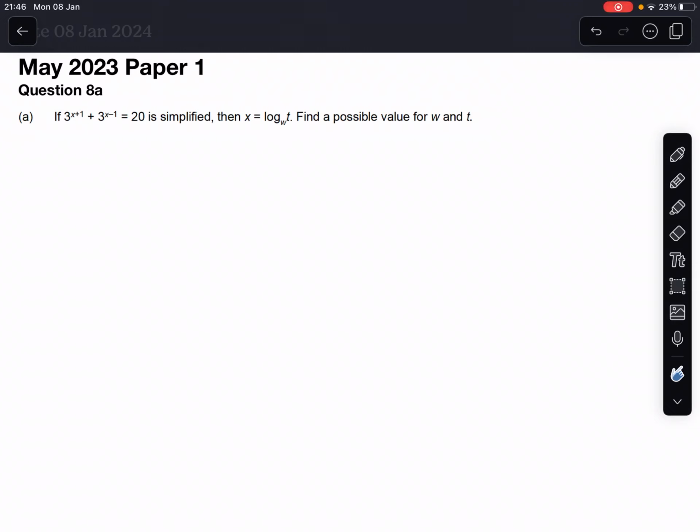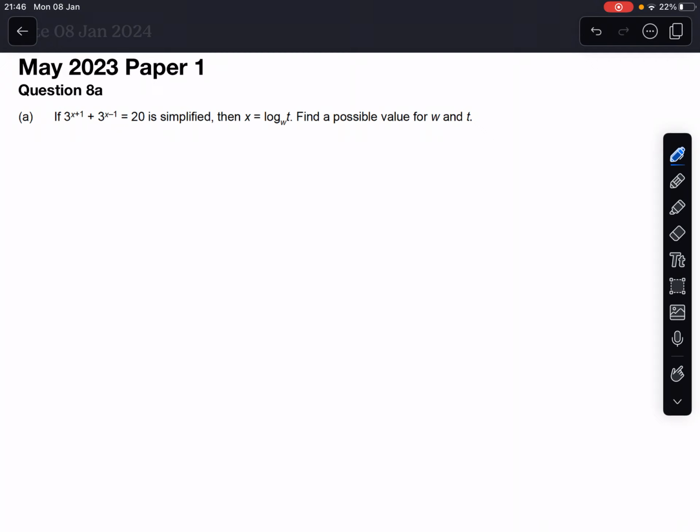Right, so let's look at our first question. We have: if 3 to the power of x plus 1 plus 3 to the power of x minus 1 is equal to 20 is simplified, then x is equal to log base w of t. Find a possible value for w and t.